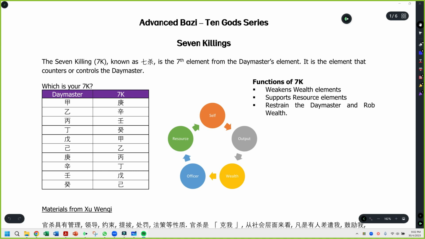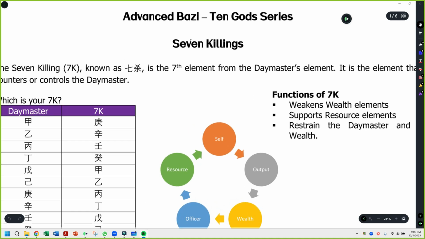Right. So without further ado, let us move on to looking into how to read a chart. And today's primary focus, in the first part of the three parts, will be on the location, the strength, and the grading of the presence of Seven Killings.